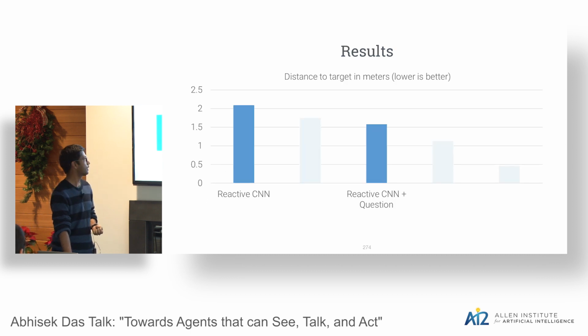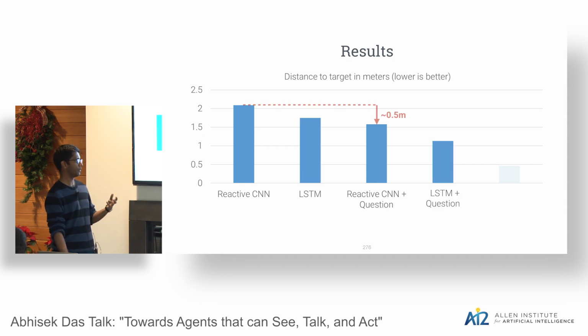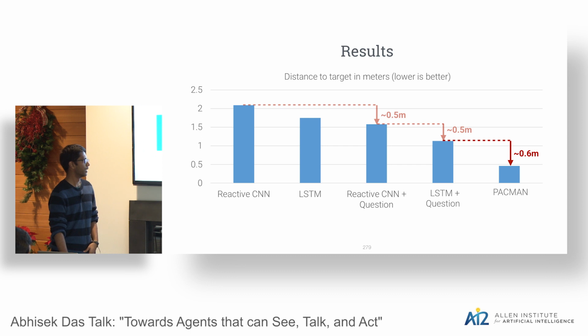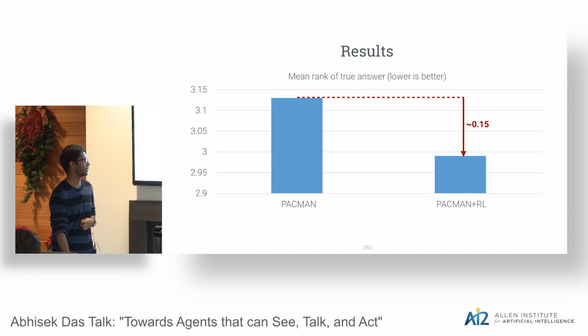So in terms of distance to target in meters, lower is better. Adding in question information to, for example, our reactive CNN baseline helps do slightly better. Adding in memory in the form of an LSTM performs slightly better. And finally, the hierarchy helps to some extent as well. And in terms of question answering performance, the reinforced fine-tuning step helps to quite an extent in getting the answer right more times than the supervised pre-trained models.